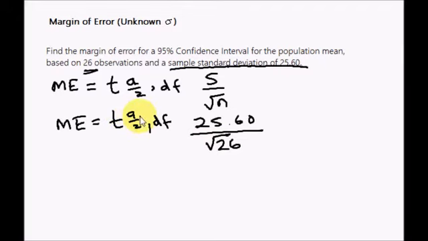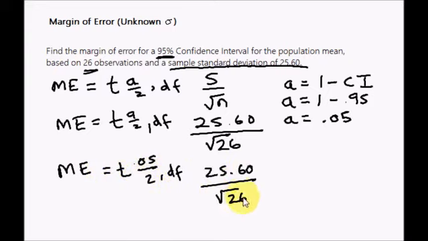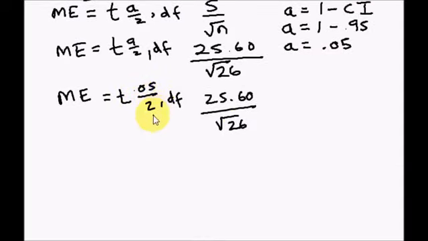Next I'm going to find alpha. Alpha is equal to 1 minus the confidence interval. We're given 95% as our confidence interval, so alpha is equal to 1 minus 0.95. So my alpha for this scenario is 0.05. Put my alpha into the formula. The formula is asking for 0.05 divided by 2. Well, 0.05 divided by 2 is 0.025.